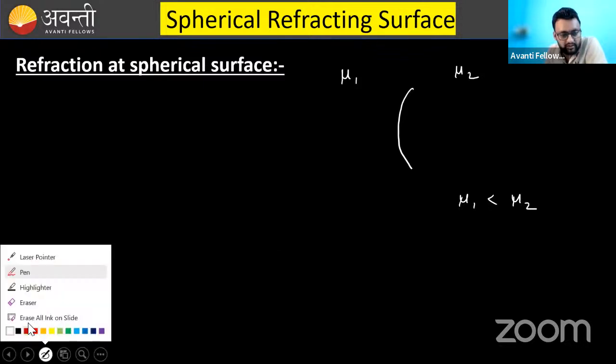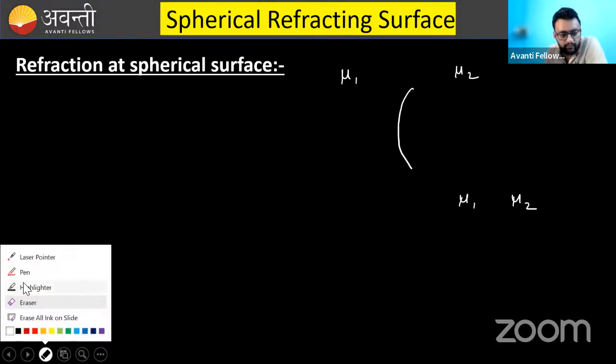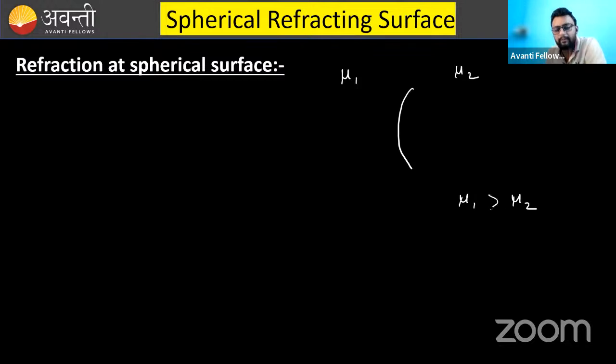Okay, let's change it. Mu1 is greater than mu2. This is given. Now tell me the name of the surface. What do you call it? Is it concave or is it convex? Anyone?